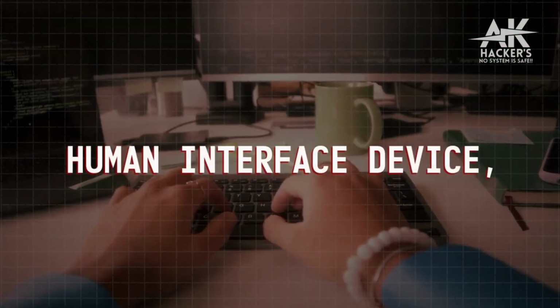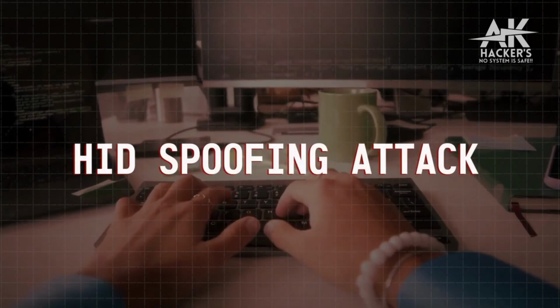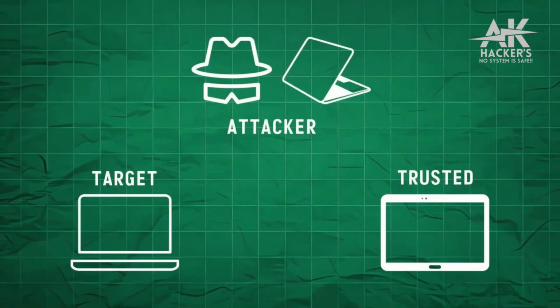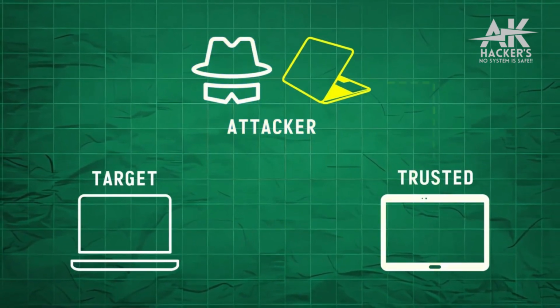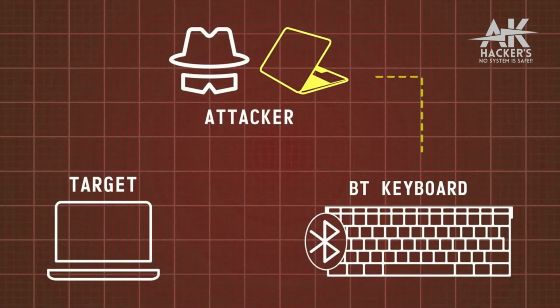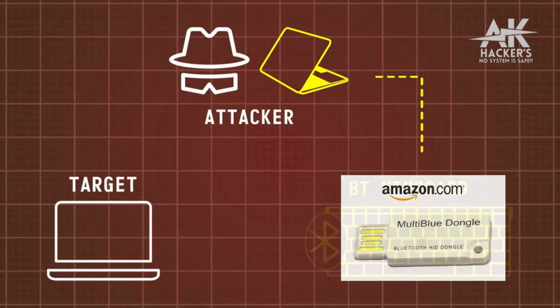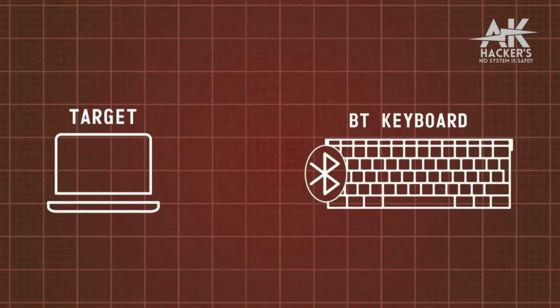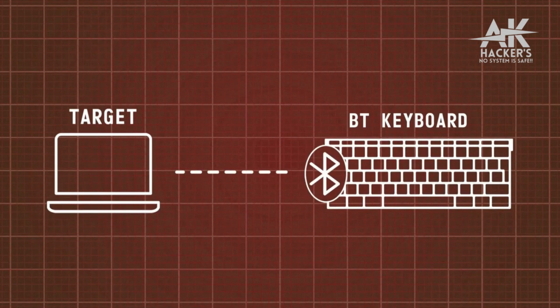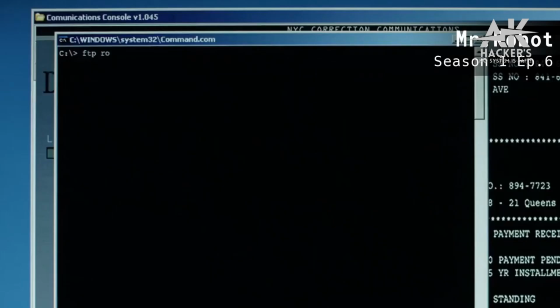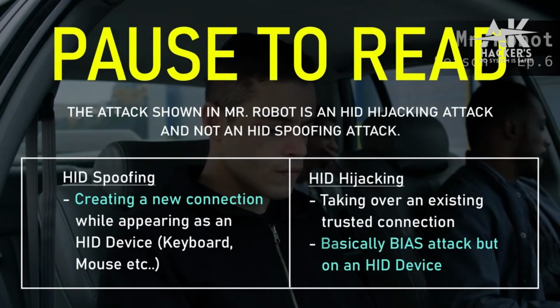Next up, we have the human interface device, or an HID spoofing attack. Now, while this attack is also kind of similar to a Bluetooth impersonation attack, where an attacker essentially spoofs their device to mimic something it's not, the key difference here is instead of mimicking a trusted device, the attacker uses a device like the Multi-Blue dongle to mimic a Bluetooth keyboard, and tricks the target device into thinking it's connecting to a legitimate keyboard. Doing this allows an attacker to remotely control the targeted device and execute malicious commands on it, all while staying under the radar.